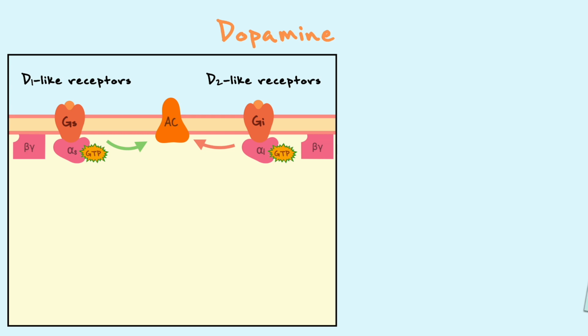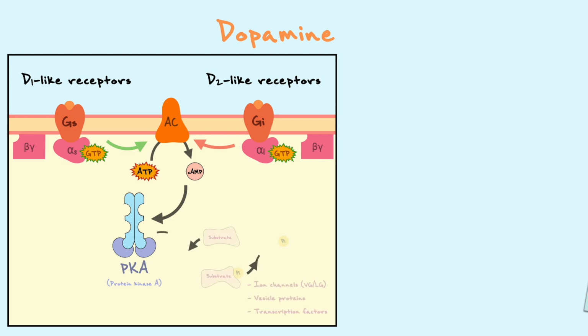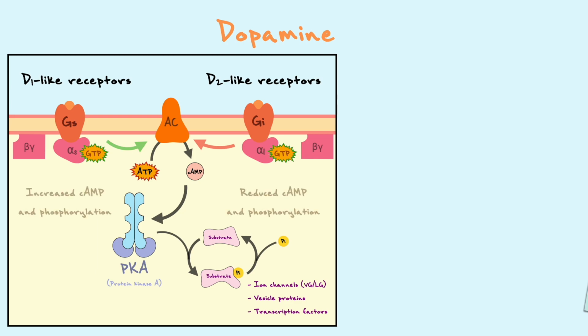Adenylyl cyclase is responsible for the production of cAMP molecules from ATP that are then used to activate PKA. The most common substrates of the catalytic subunits for PKA in neurons include voltage and ligand-gated ion channels, proteins on synaptic vesicles, certain enzymes that are involved in transmitter biosynthesis, and proteins that regulate gene transcription. Hence, you can see that the Gs pathway increases kinase activity and phosphorylation, but the Gi pathway decreases it.